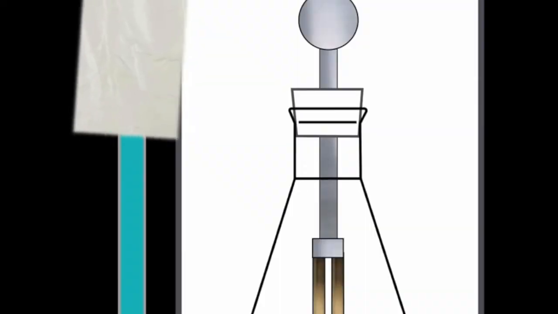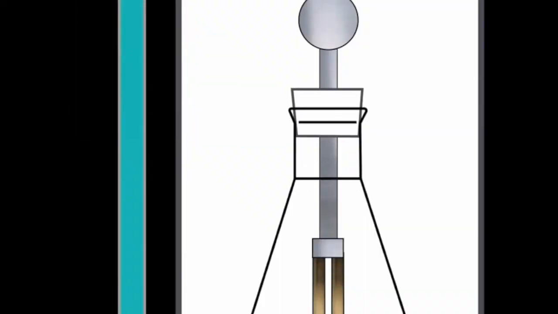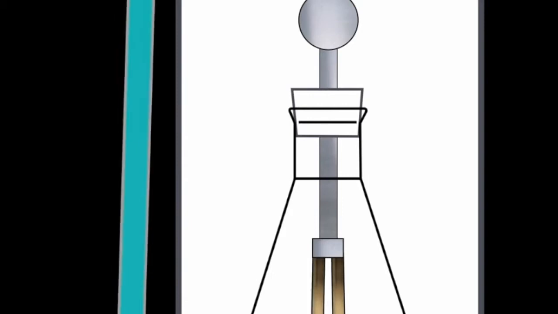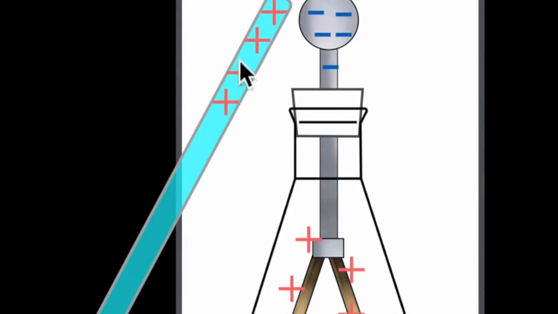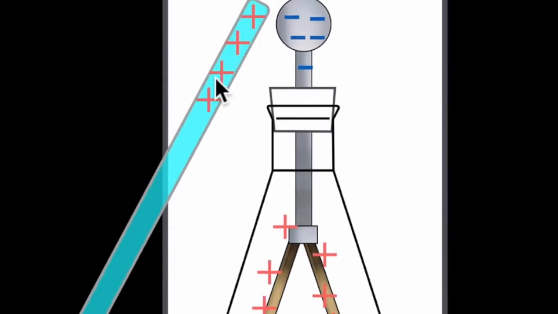When I bring a rod that is positively charged near the knob, all the negative charges of the electroscope move to the knob, making the leaves positively charged, so they repel each other. But when you remove the rod, you see they go back to normal. It's because the electroscope becomes neutral again.